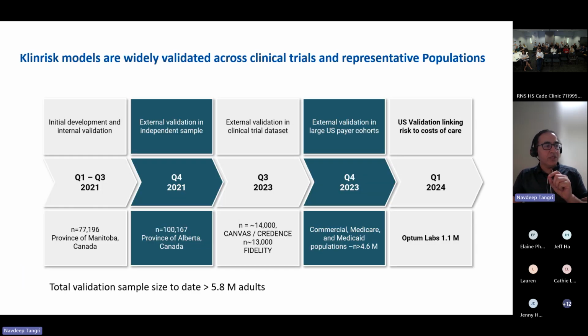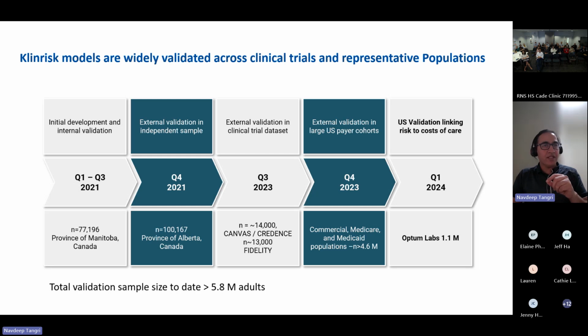We started out in 2021 in 77,000 people in Manitoba, Canada, validated in 100,000 people in Alberta, Canada, validated in CANVAS, in CREDENCE, in FIDELITY, in 4.6 million people with Elevance Health, one of the big US health insurers, and we linked validation to cost of care in Optum Labs in 1.1 million people. Total sample size, 5.8 million adults, in which we've validated this model and shown that it's consistently accurate and more accurate than the standard of care.